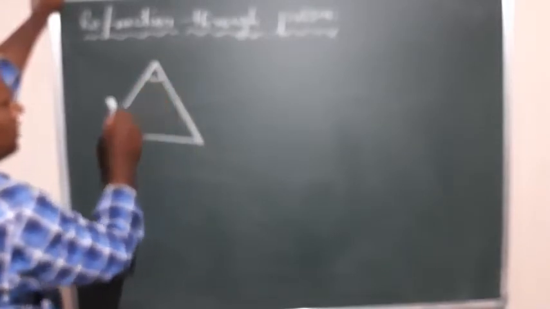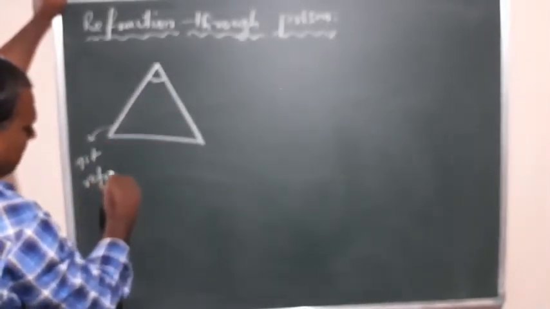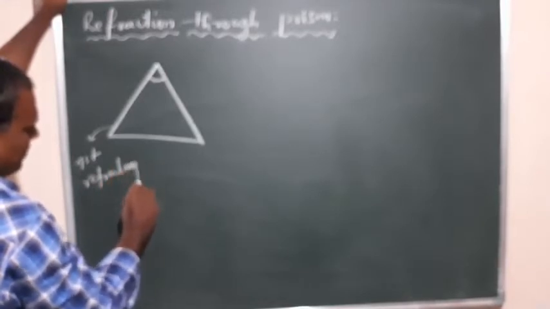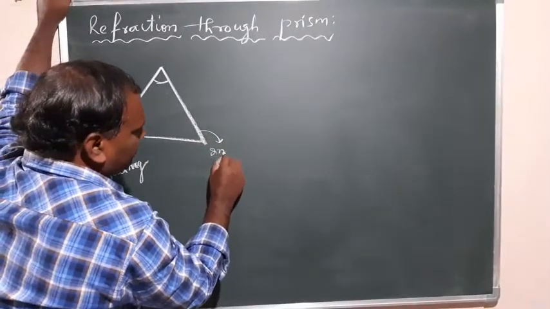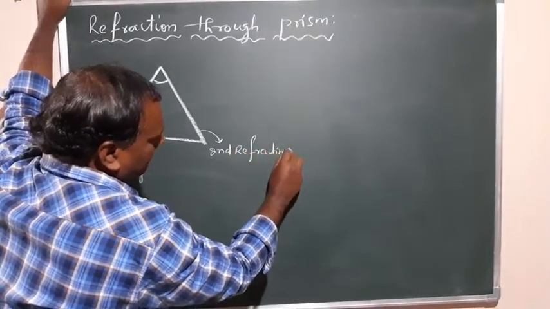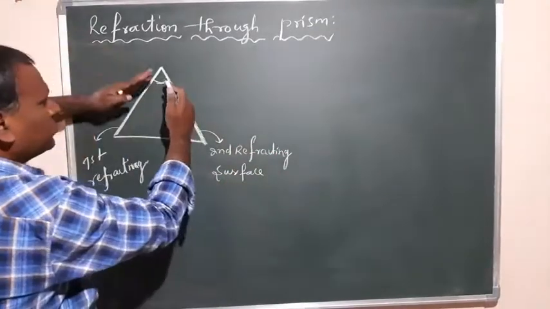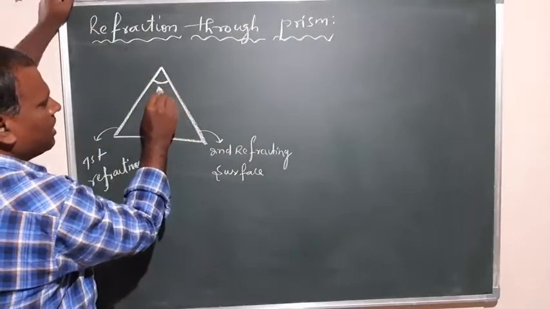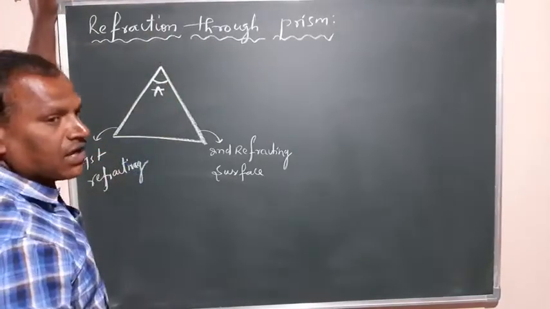Here the angle of prism is the angle made between the two refracting surfaces. This is the first refracting surface, and this one is the second refracting surface. The angle between these two refracting surfaces is called the angle of prism. I am representing it by capital A. It is the angle of prism.